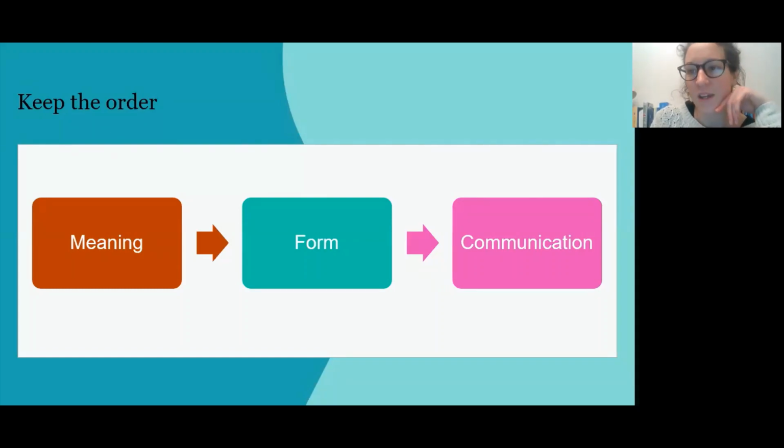Yeah, so try to keep this order. First, go from the meaning to form, and then from drilling the form and practicing the form together with the meaning to communication, not vice versa. Not first you give them formula and form, and then you finally get to meaning. It's always better to start with the meaning of something because it motivates.